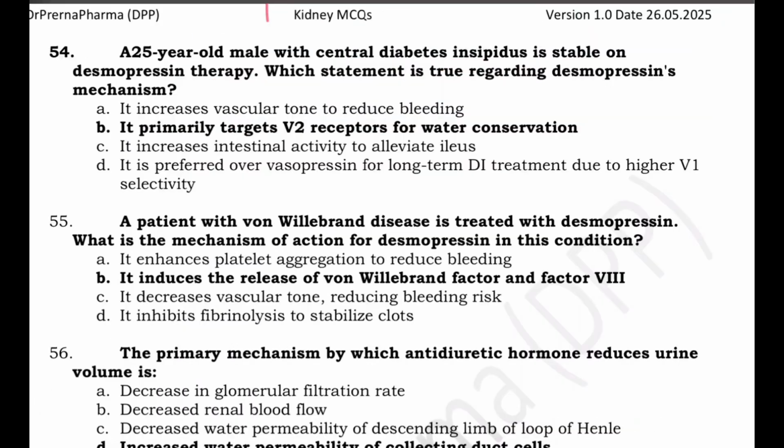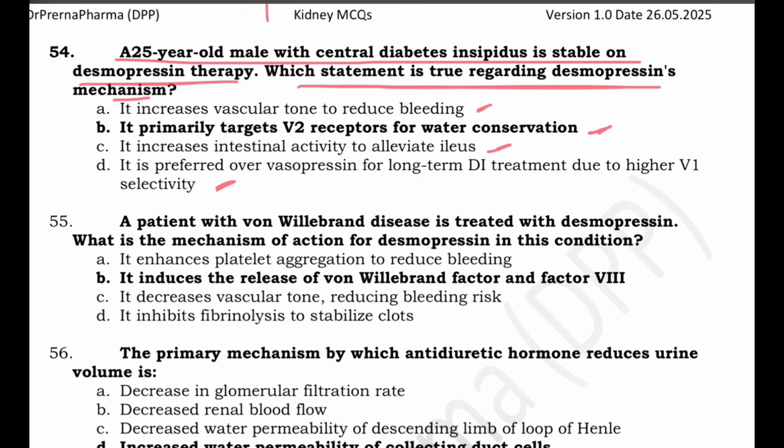Coming to the antidiuretic part of the kidney MCQs: a 25-year-old male with central diabetes insipidus is stable on desmopressin therapy. Which statement is true regarding desmopressin mechanism? It increases the vascular tone to reduce bleeding. It targets V2 receptors for water consumption. It increases intestinal activity to alleviate ileus. It is preferred over vasopressin for long-term diabetes insipidus treatment due to higher V1 selectivity.